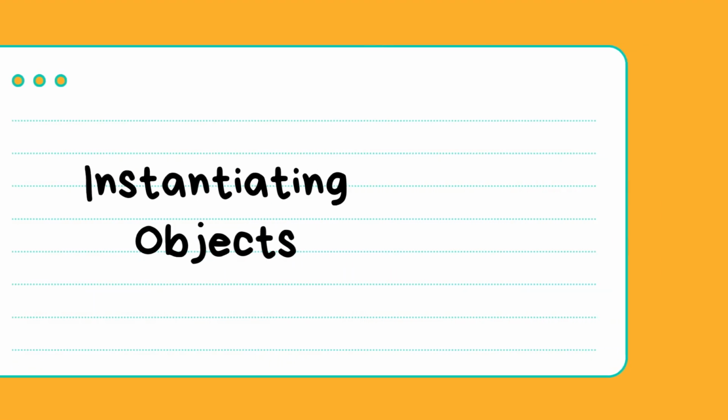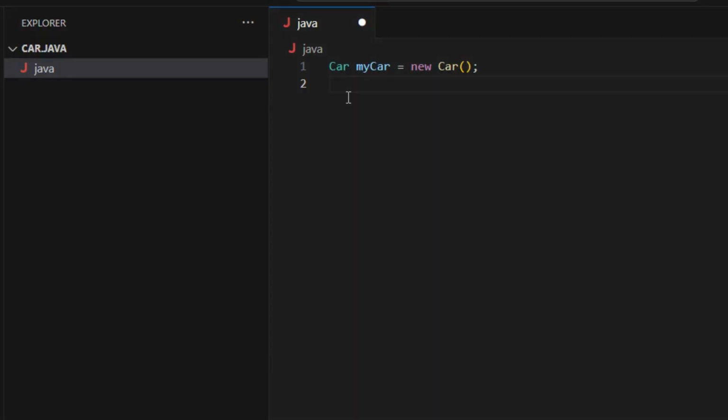Instantiating objects. Now that we have our class, let's create a Car object in our main class. Here's how we do it. Car myCar equals new Car. Boom. myCar now has all the attributes and methods we defined in our Car class.